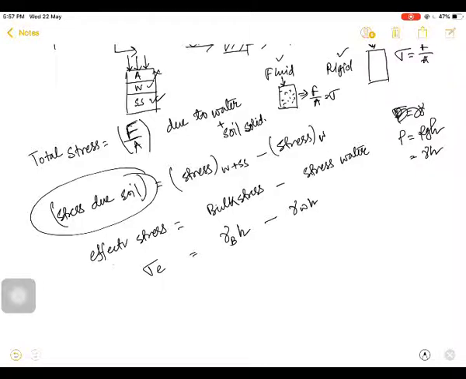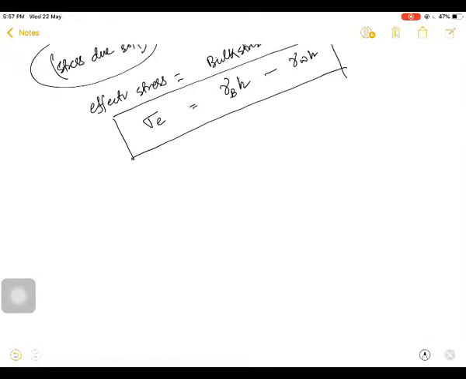So this is the small summary of all about effective stress. Now I can start with what quicksand is, and what relation quicksand has with effective stress, I will explain that too. So let's get started.